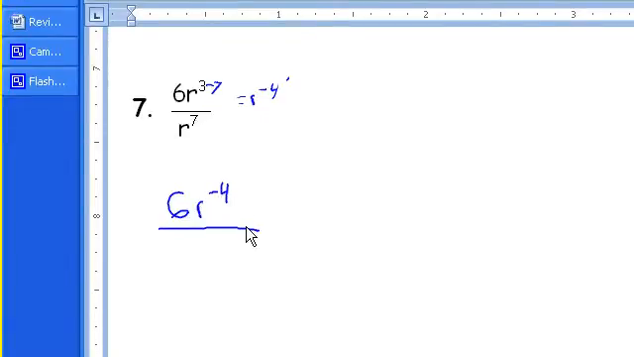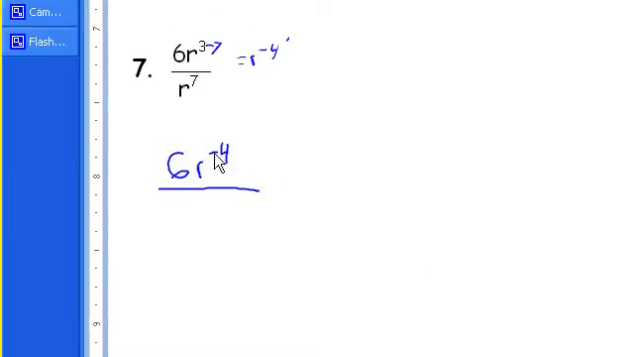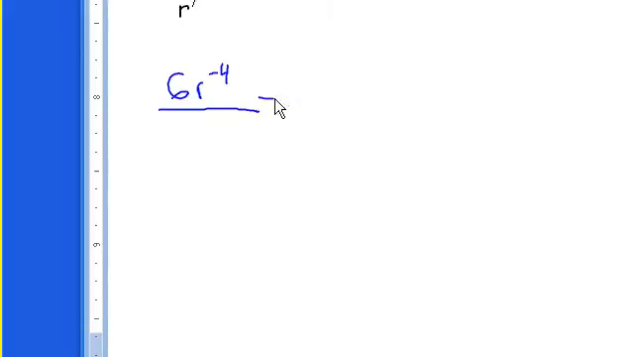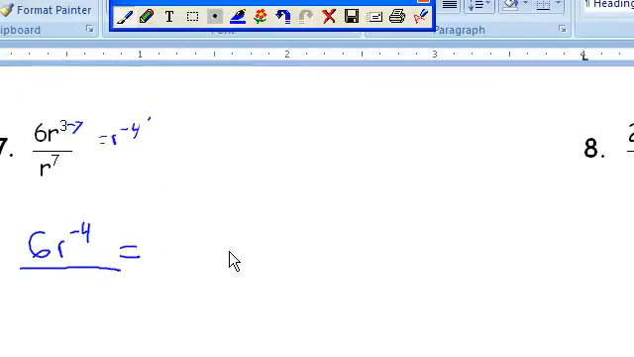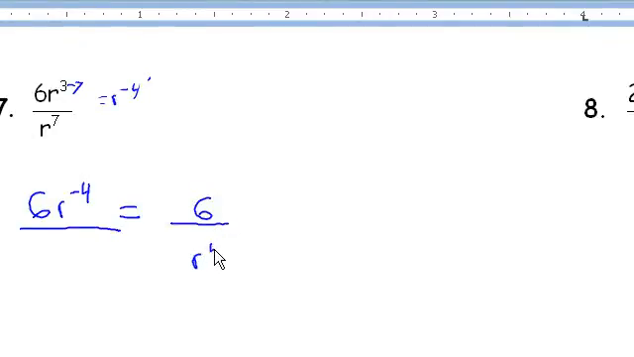Okay, but we're not done, because our directions told us to express all answers with positive exponents. Is this negative 4 a positive exponent? No, it's not. So we use the rule that we just applied in number 6. So this becomes 6 over r to the 4th.